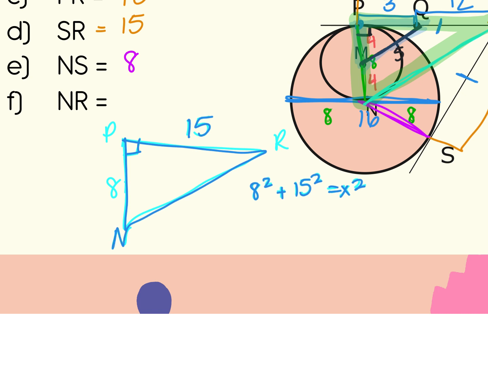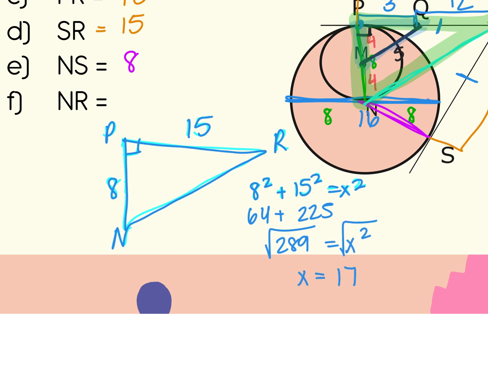You guys should know how to solve these. You guys just had a test on this Pythagorean theorem. All right, good. If you solved it correctly, you should have had 64 plus, what was it, 225? 289. And then you're square rooting it. X equals 17.